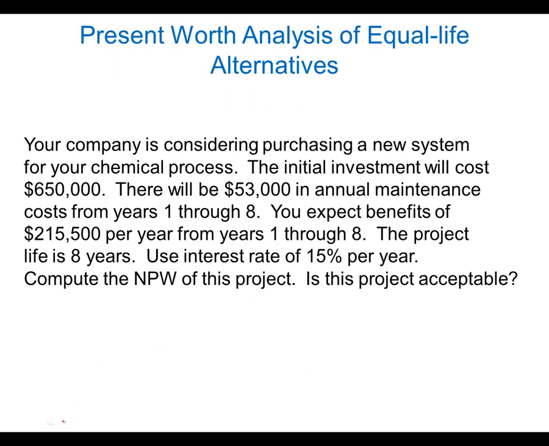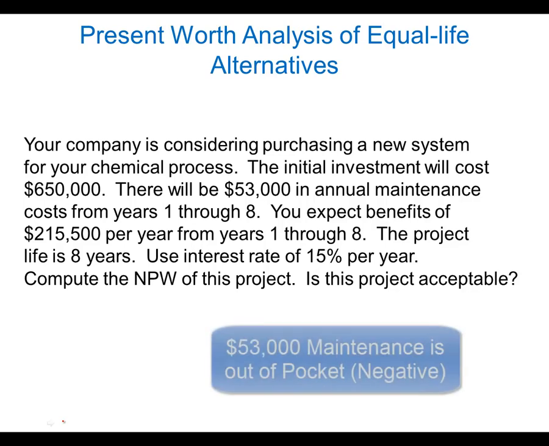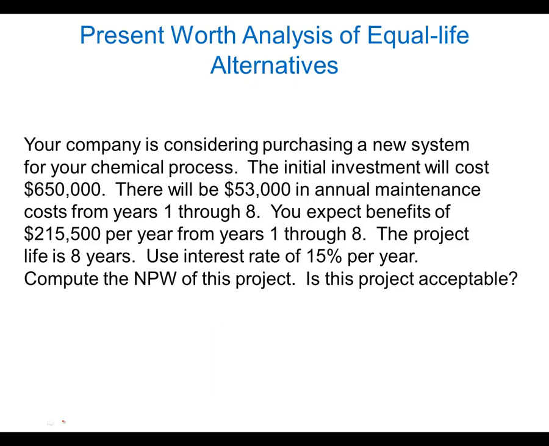Let's look at another example. A company is considering purchasing a new system for a chemical process. The initial investment will cost $650,000. There will be $53,000 in annual maintenance cost from year 1 to year 8. When we say maintenance, that means it's out of pocket. So you have to understand, when you analyze or when you read the question, you need to understand which one is positive, which one is negative.